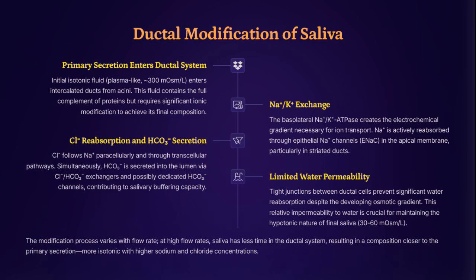Bicarbonate is especially important because it helps neutralize acids and maintain oral pH, protecting your teeth and mucosa. Now here's a key point. The duct cells are not very permeable to water. So even though ions are being moved in and out, water doesn't follow.